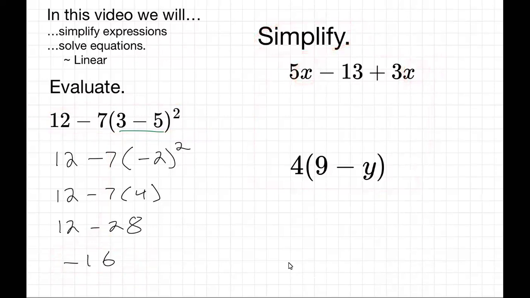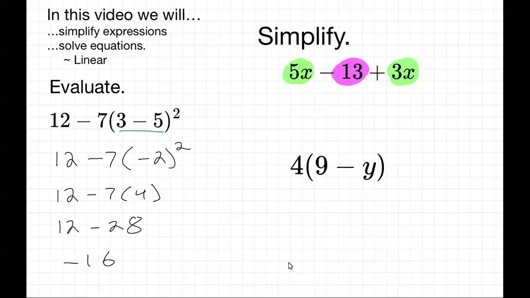So what we're able to do with this is look at this from the perspective of combining like terms. As we look at this problem, I have two terms with the variable x and one term that we're going to call the constant term, which is just the value negative 13.